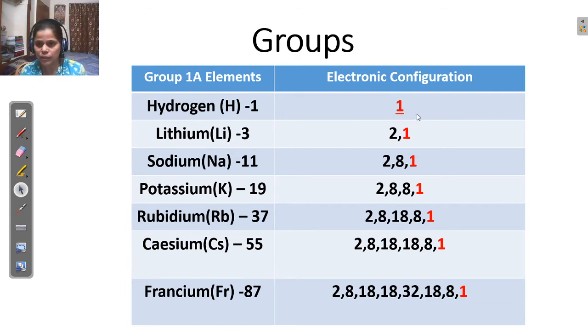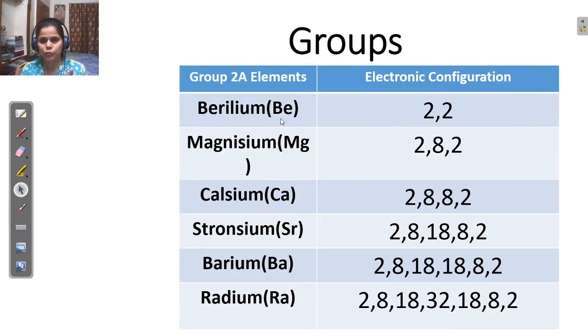then the number of valence electrons is the valency of the element. Here the number of valence electrons is 1, and 1 is less than 4. So the valency of hydrogen is 1, and the valency of lithium is 1. Here the valence electrons are 2, and 2 is less than 4, so the valency is 2. The valency of these elements is 2.